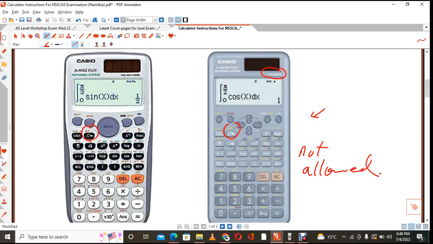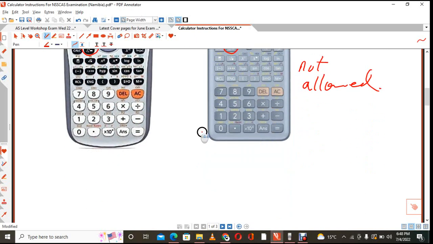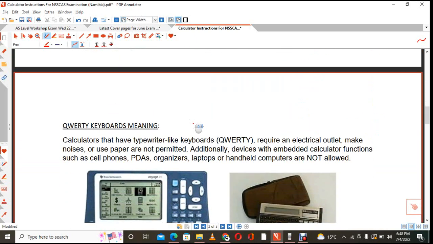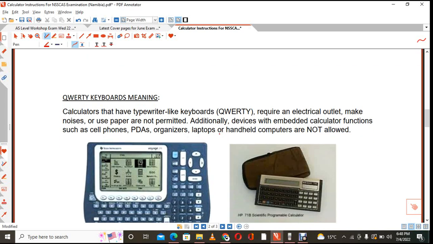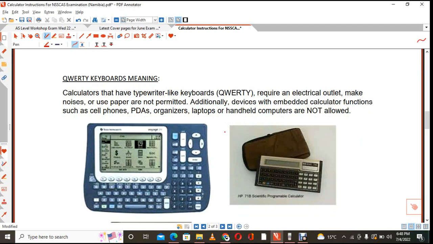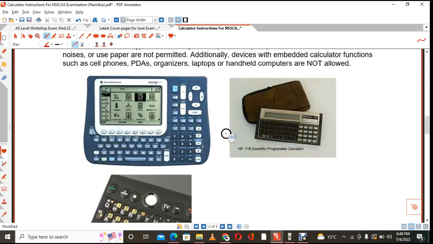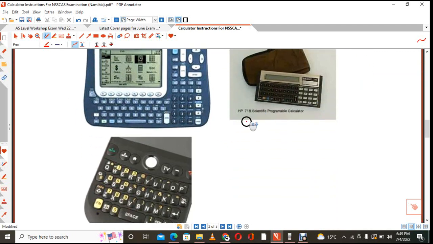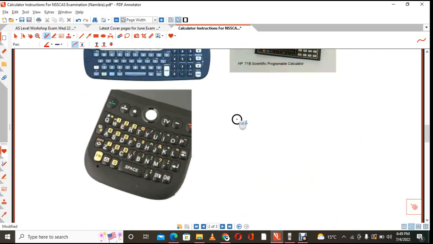All right, so what is a QWERTY keyboard? Obviously, these are the things that have typewriter-like keyboards. People are asking me, what does it mean? Basically, some of these require electrical outlets, make noises, or use paper, which are not permitted. All of these types of things you cannot use. You probably have seen such types of calculators, so they are not allowed in the examination room.